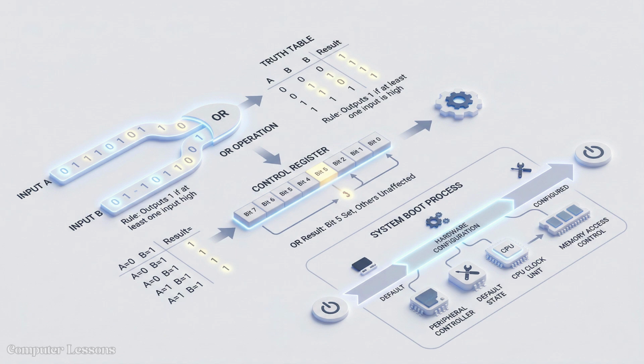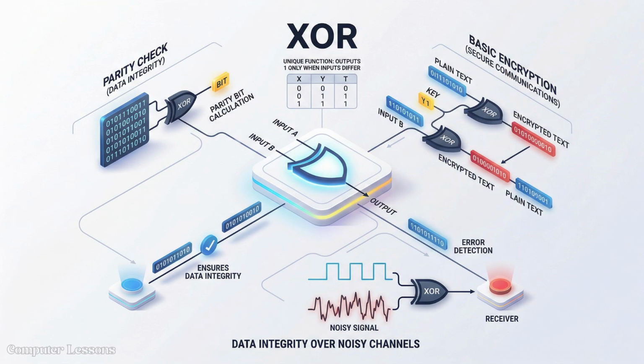The exclusive OR, or XOR, is a unique logical function that outputs 1 only when inputs differ. This property makes it foundational for parity checks and basic encryption algorithms used in communications.